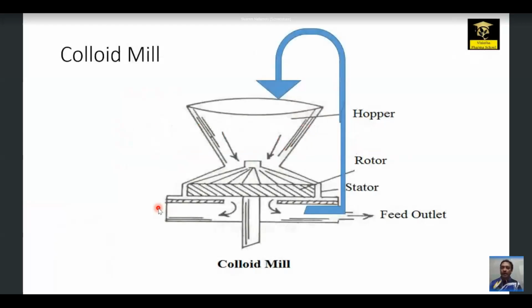The Colloid Mill is one of the important mills which plays a very important role in the solid dosage forms, especially in the tablet coating section area. Let us see the various components of the Colloid Mill.